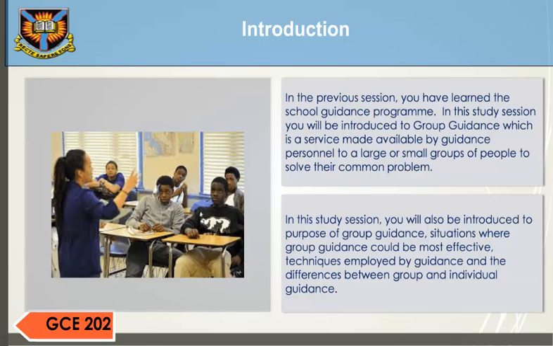In this study session, you will be introduced to Group Guidance, which is a service made available by guidance personnel to large or small groups of people to solve their common problem. You will also be introduced to the purpose of group guidance, situations where group guidance could be most effective, techniques employed by guidance, and differences between group and individual guidance.